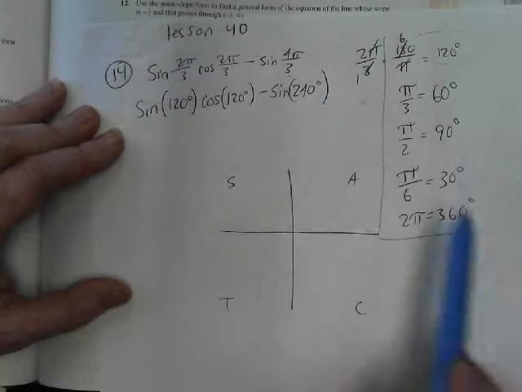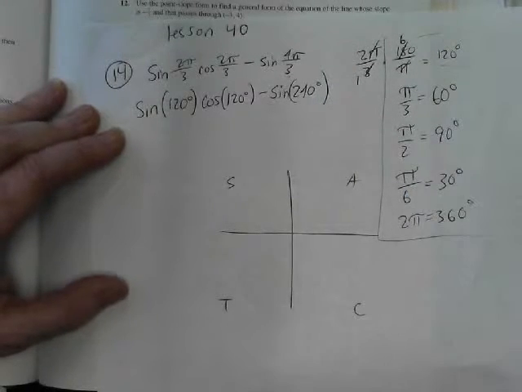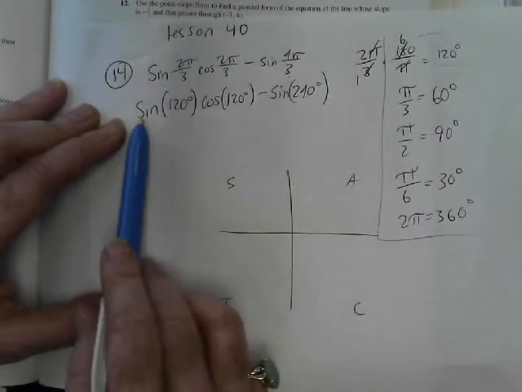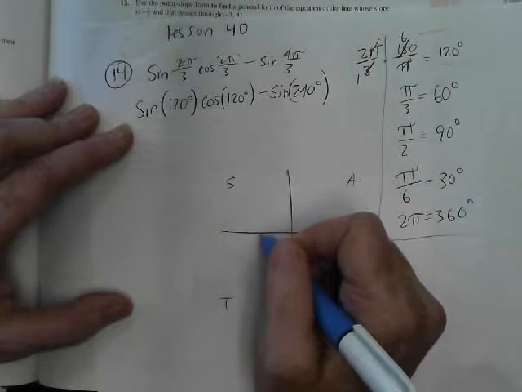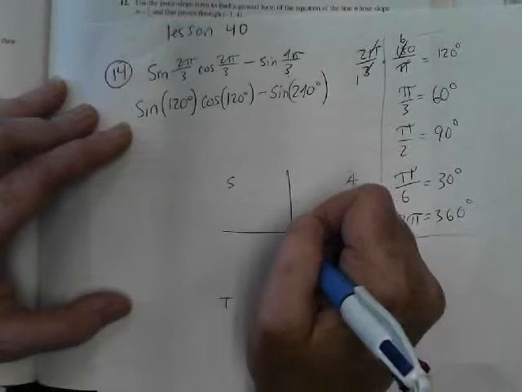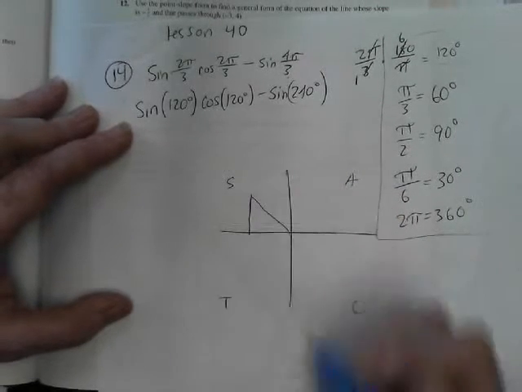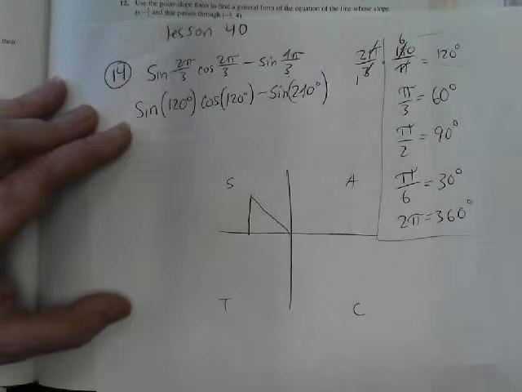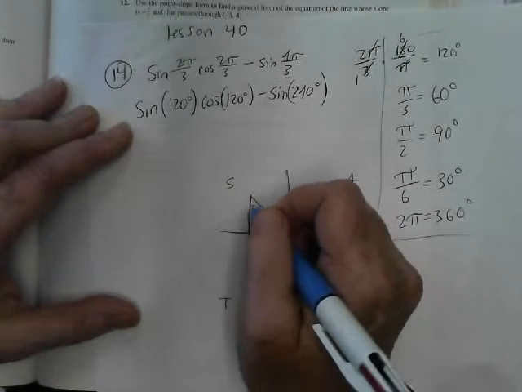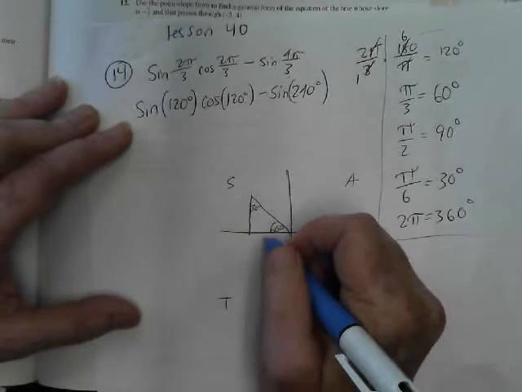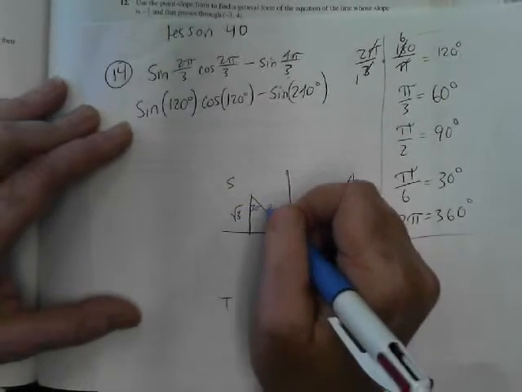I already converted them all. I kind of just used my reference angles, and now I'm going to find them. I want the sine of 120. So 120 would be, there's 180, it's somewhere in here, right? 70, 80. So that's 60 degrees, and that must be 30. And so this is my reference triangle, 1, root 3, and 2.